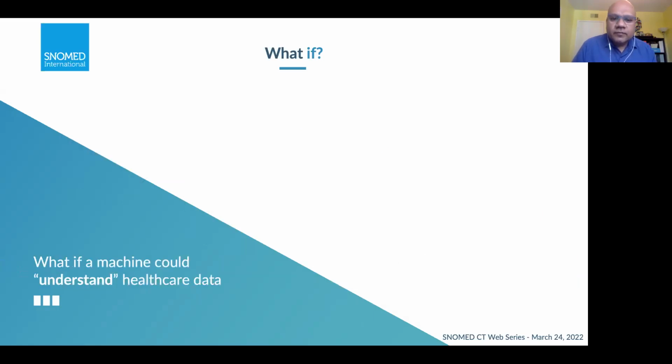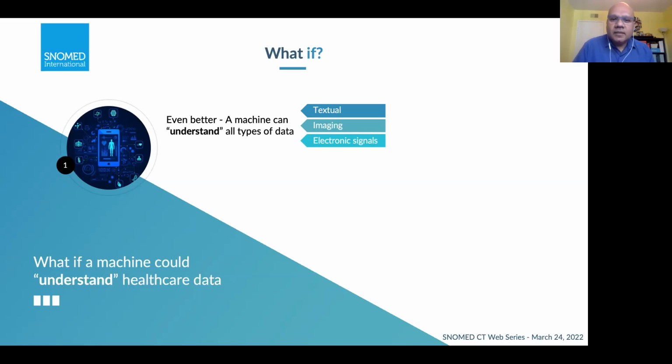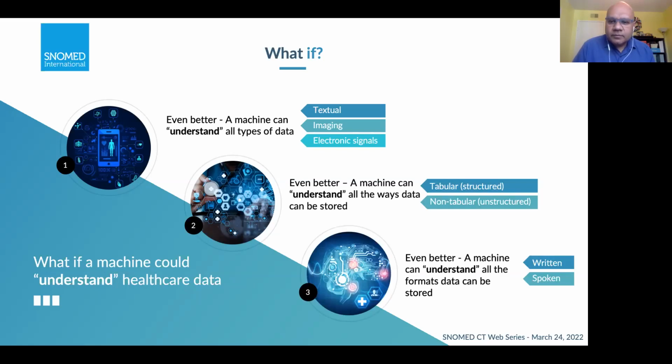But then ultimately we have to understand the data. What does it really mean? And that's where semantics come into play, right? So raw data needs to be converted into something that we can read, process, and then eventually understand.